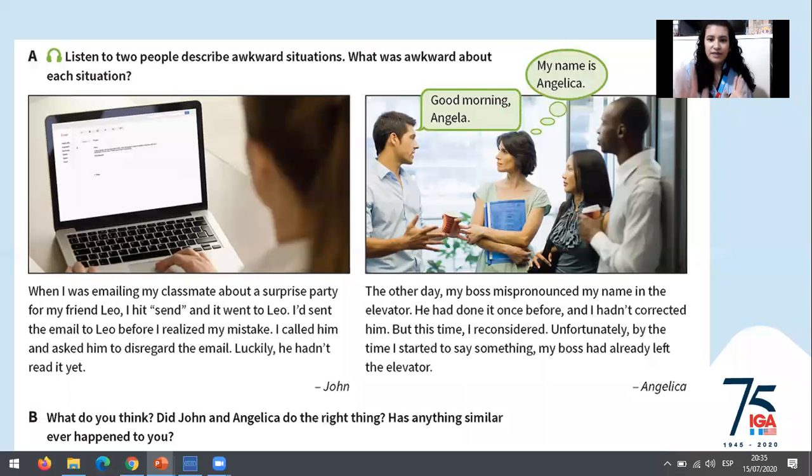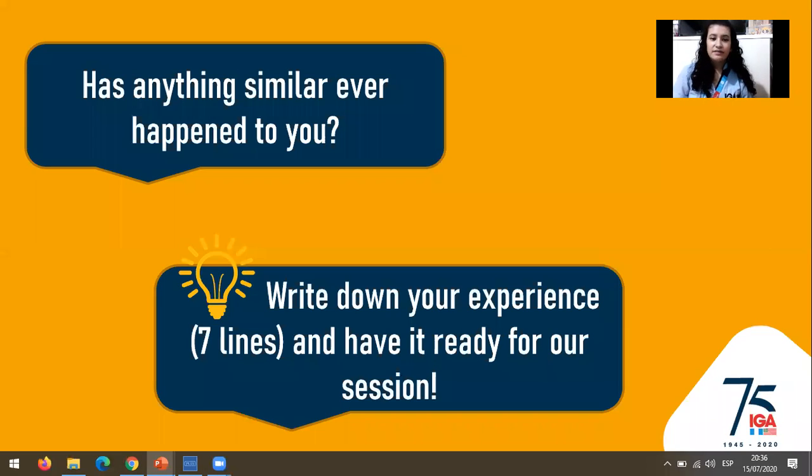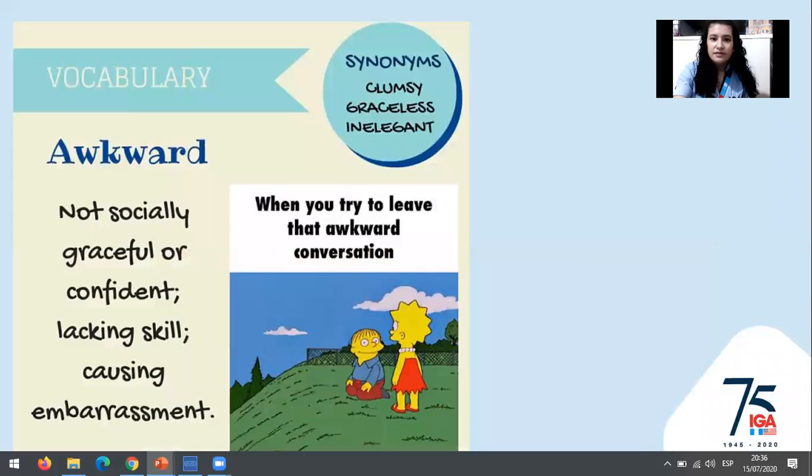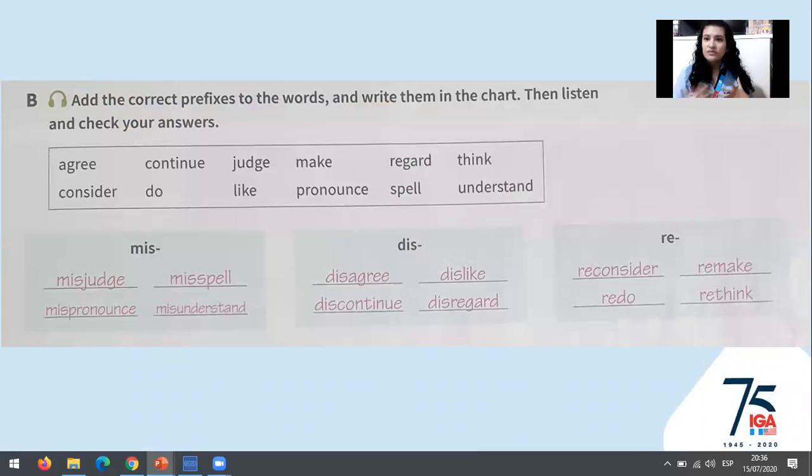We're going to write a paragraph similar to this one, telling one awkward moment that we passed through. I need you to have it with a minimum of 7 lines. If you want to talk more, that's perfect. But 7 lines, it's something similar to the examples that we have over here. And something very important is to use in context the words that we have over here. Okay, fantastic.